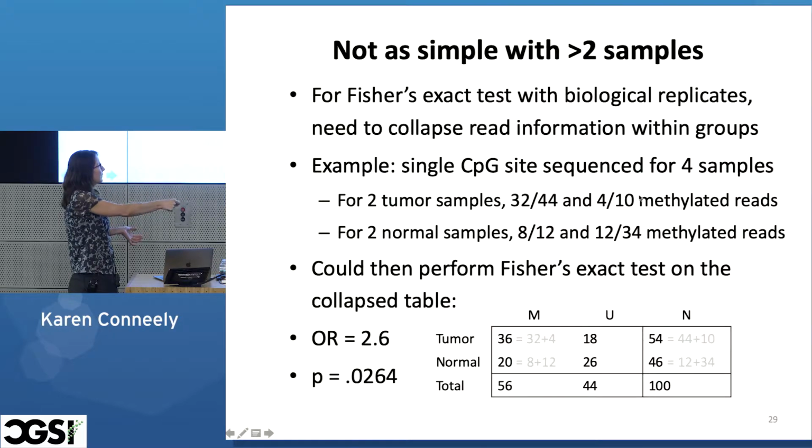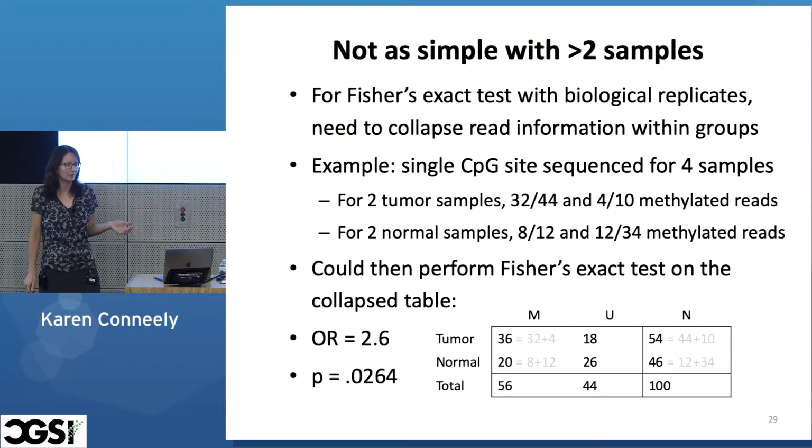And now we have a second sample, so like kind of a biological replicate. And so now we have 10 reads for the tumor, but only 4 are methylated, and 34 reads for the normal, adjacent normal, and 12 are methylated. And so if we wanted to do this in a Fisher table, we would have to kind of go in and add them together. So here we have 32 plus 4 makes 36, and so on. We could do this table. We could compute an odds ratio, and now we've got the odds ratio just doubled, and now we have a p-value that's a little bit significant.